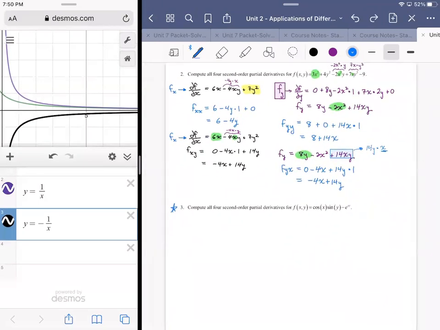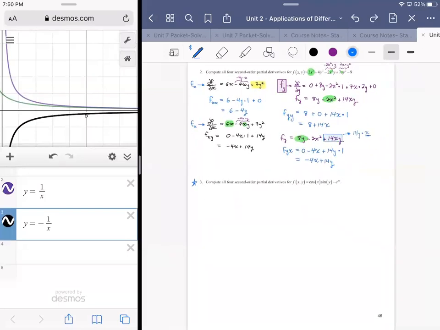And so that's always the plan. So you can see number 3 is a pretty beefy problem, which is why I didn't star a ton of questions today, because this one's going to take a little while. Compute all 4 second-order partials, which means you need the first-order partials, for cosine x sine y minus e to the xy. That e to the xy is going to throw you for a little bit of a loop, give you a run for your money.